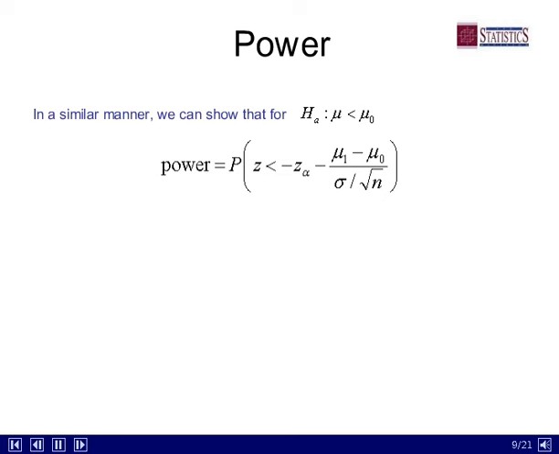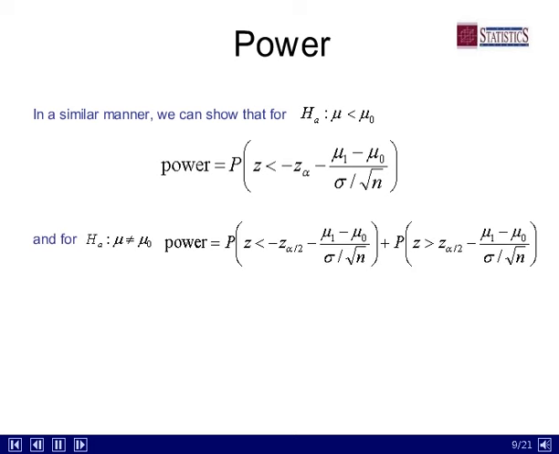In a similar manner, we can show that if mu is less than mu0, we get the same general equation with a less than inequality and a negative on z alpha to represent the left side of the curve. And if we do a not equal to, we get two individual pieces, the same looking pieces with alpha over 2 in them for the two-sided case. We can actually do all those, but we're only going to focus on the greater than case.